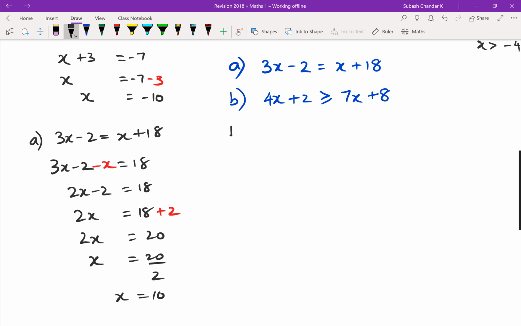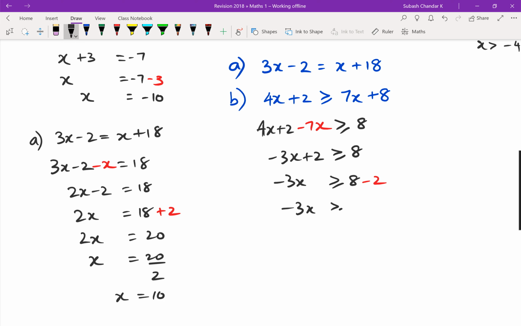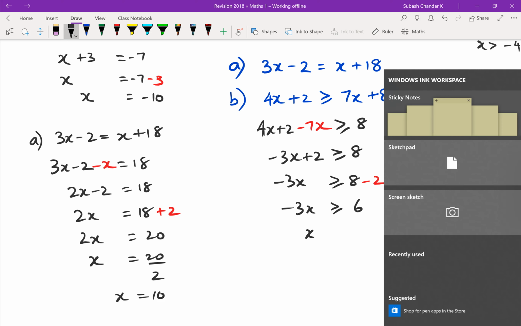For B, I'm going to carry on from here. So I've got 4x plus 2 minus 7x is greater than or equal to 8. So 4 minus 7 is minus 3x plus 2 is greater than or equal to 8. Then negative 3x, you got 8 minus 2, greater than or equal to 6. Now, this is the part you guys got to be careful with, because you're dividing by a negative number.